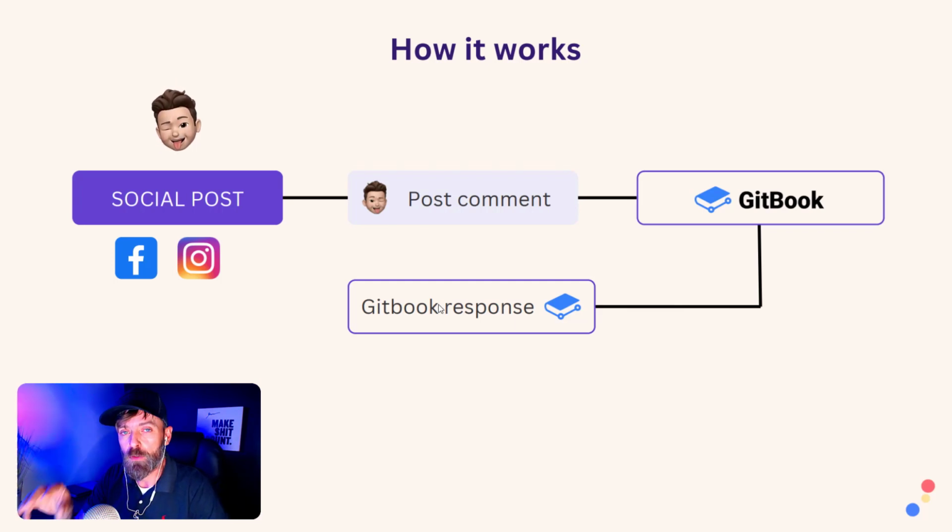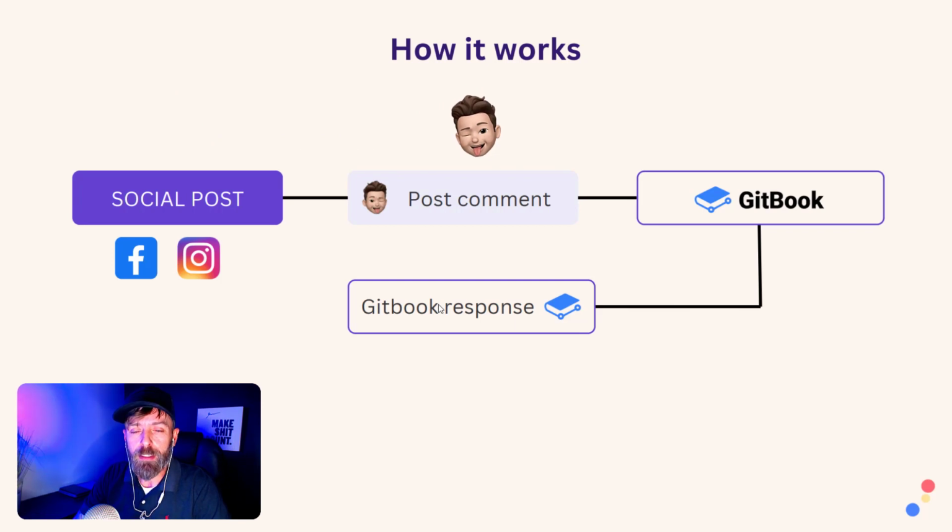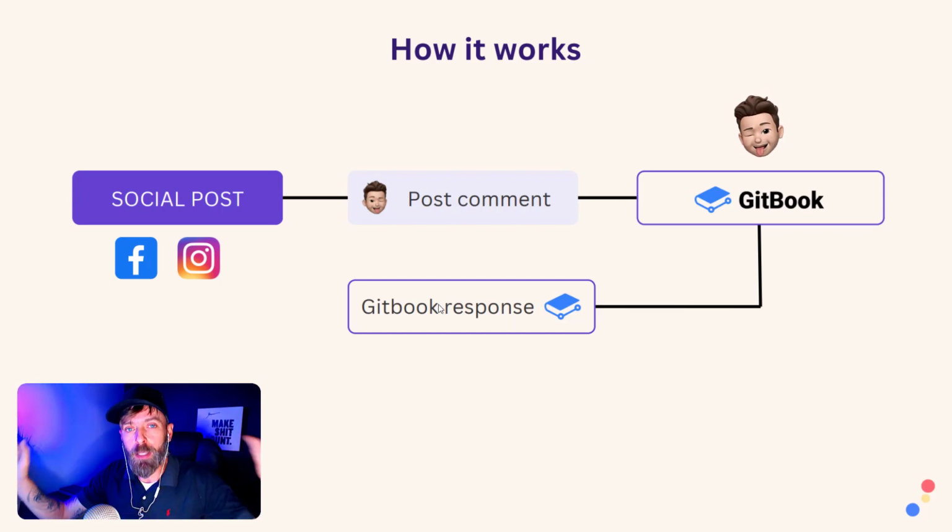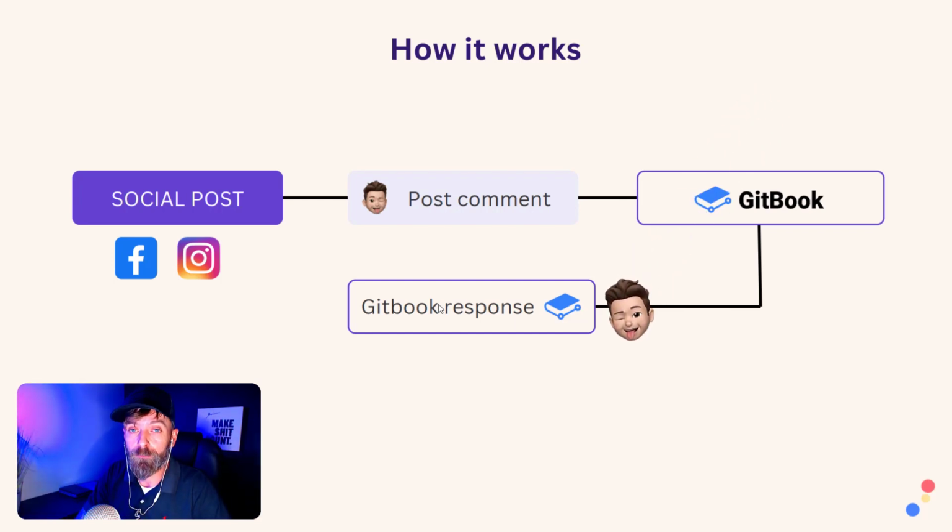So moving on from the social post, we're going to get users coming in and posting their queries or their comments. What we do from here is send that comment over into the Gitbook AI realm, and from there Gitbook will respond through your Facebook page or your Instagram page, coming back with a semantic answer based on that AI query. Really simple.